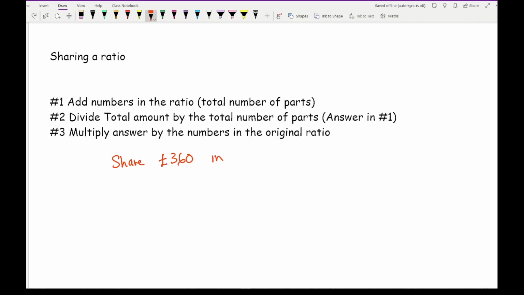£360 in the ratio of, let's say, 4 to 5, then what I'll do is 4 plus 5, which is 9, then 360 divided by 9, which would give me 40. And then I'll do 4 times 40 and then 5 times 40.